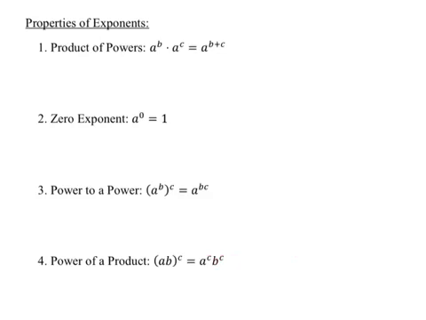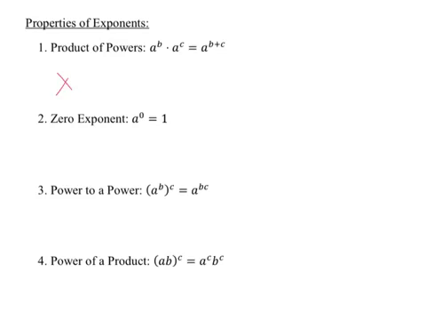Okay, let's take a look at 4 rules of exponents. First, the product of powers tells us that a to the b times a to the c equals a to the b plus c. So to remember this, if you have the same base and you're multiplying things with different exponents, you keep the base and you add the exponents.